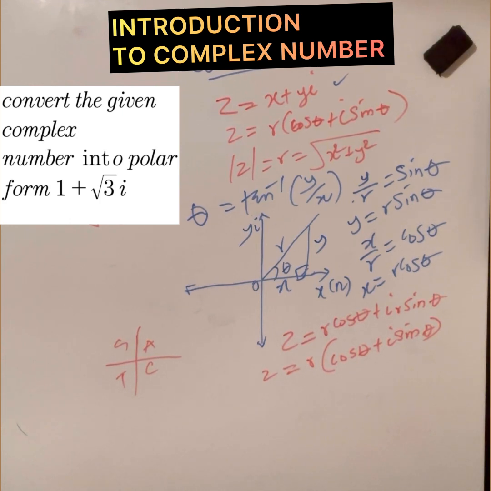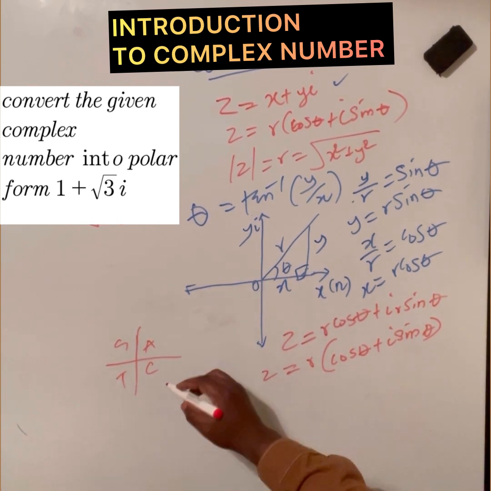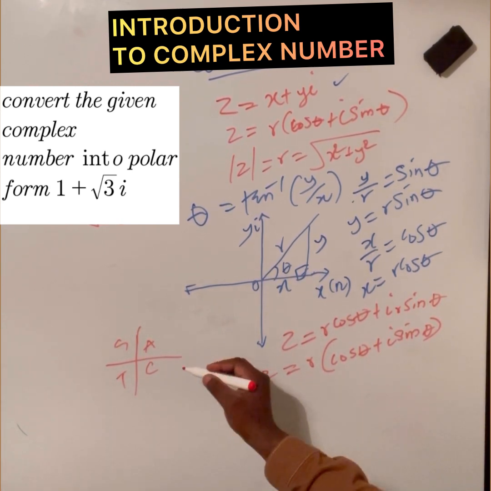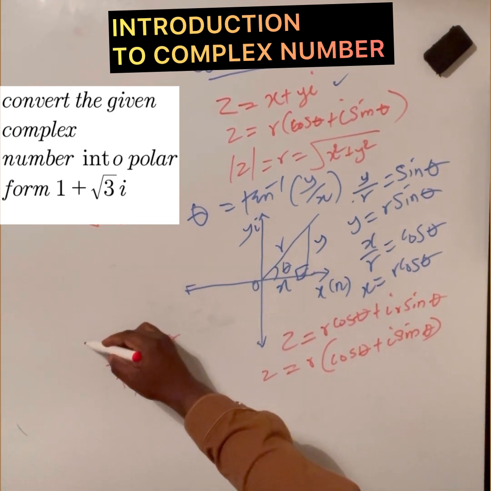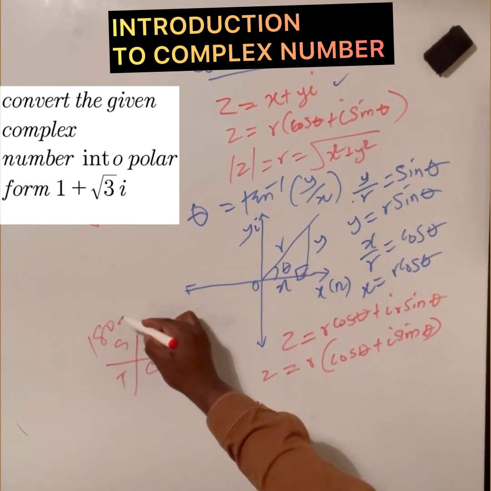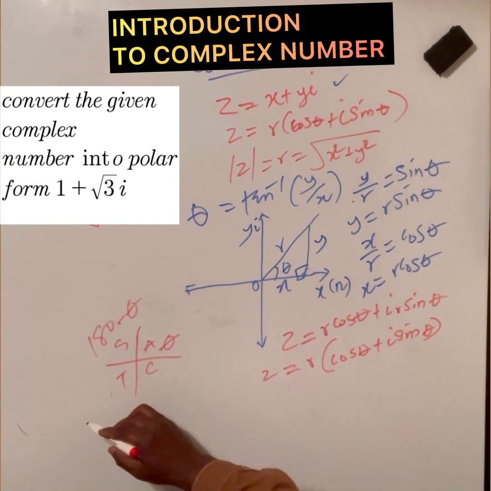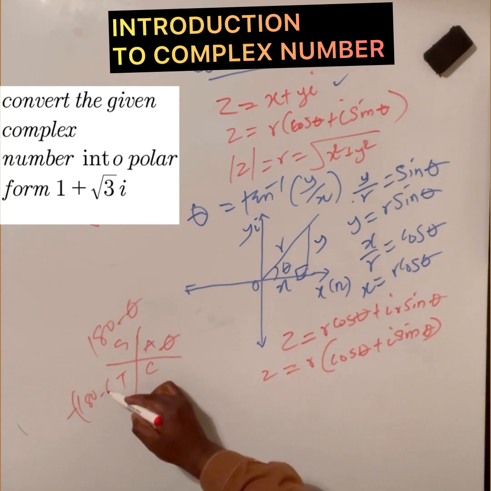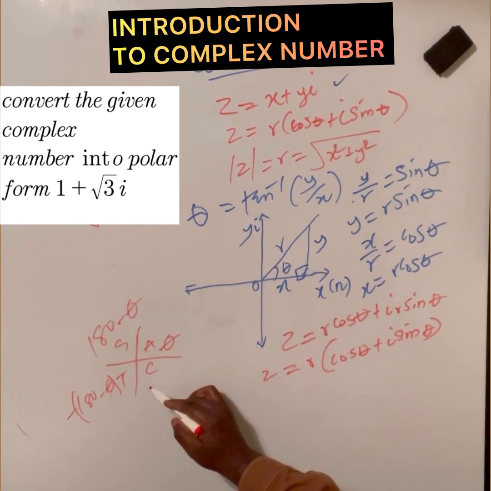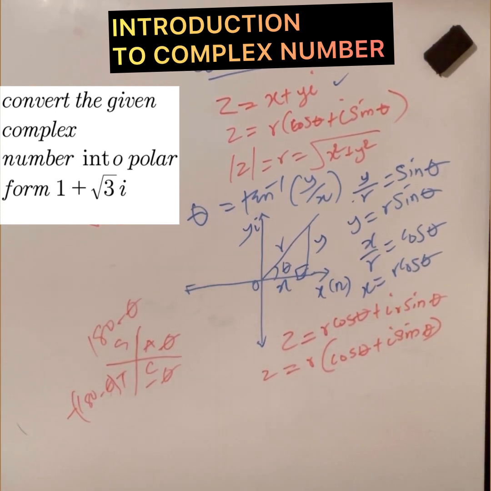You know when to subtract from 180 and when not to subtract. Actually, if it falls within the first quadrant, you don't bother, because all is positive. This is theta. The second quadrant is 180 minus theta. The third quadrant is 180 plus theta. It's very important. The fourth quadrant is minus theta. So I'm coming to this.